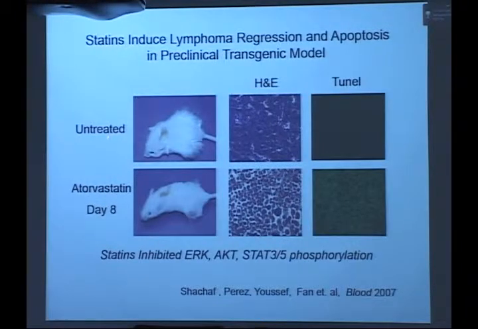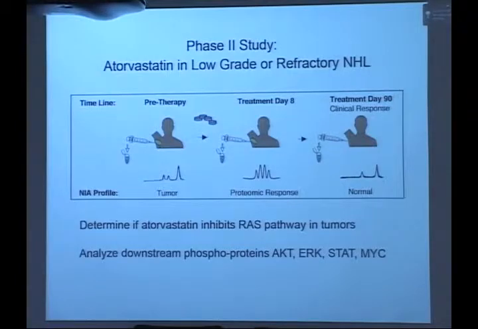And so what we found in the mice is if you treat these mice with lymphoma, as early as day 8, you can see that the tumors shrink. If you look histologically, there's evidence of apoptosis, which we confirmed with TUNEL staining, which are the bright green cells. And by beautiful flow cytometry, they found that there was decreased phosphorylation in all these pathways. So I wrote the clinical study to be able to do this in patients.